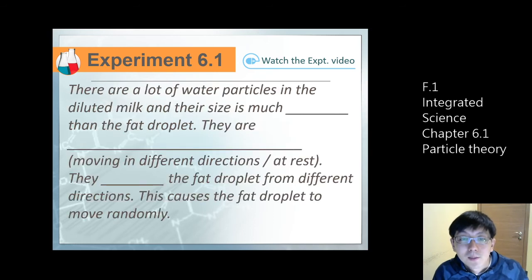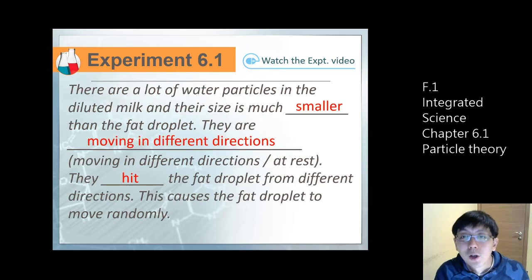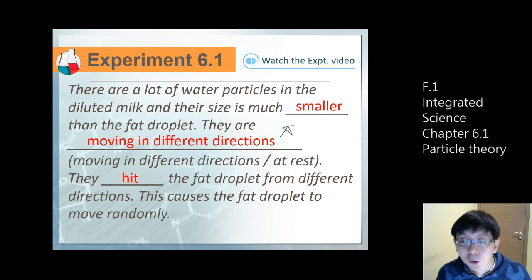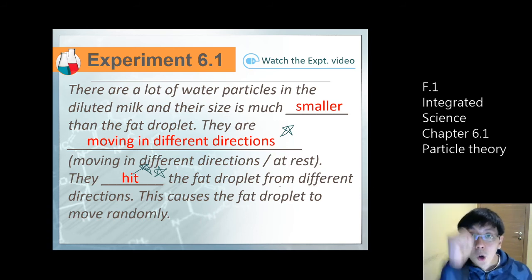So the explanation will be there are lots of water particles in diluted milk. The size are much smaller than fat droplets. That's why you can't see it. They are moving in all different directions. So they hit 佢會撞擊。They hit the oil droplet from different directions, making the oil droplet move randomly.